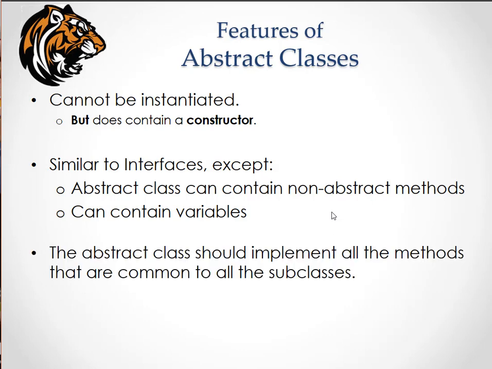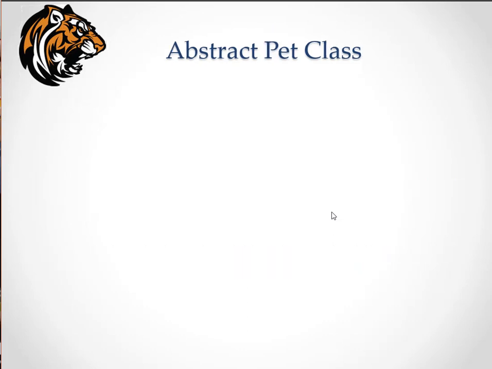Lastly, the abstract class should implement all the methods that are common to all the subclasses. So this is what you're going to be doing in your next assignment. You're going to have a group of subclasses that are all similar and have some similar characteristics. And so you're going to take all of those methods that are similar to all the classes and move them into the abstract class, because the abstract class should implement all the methods that are common to all its subclasses.